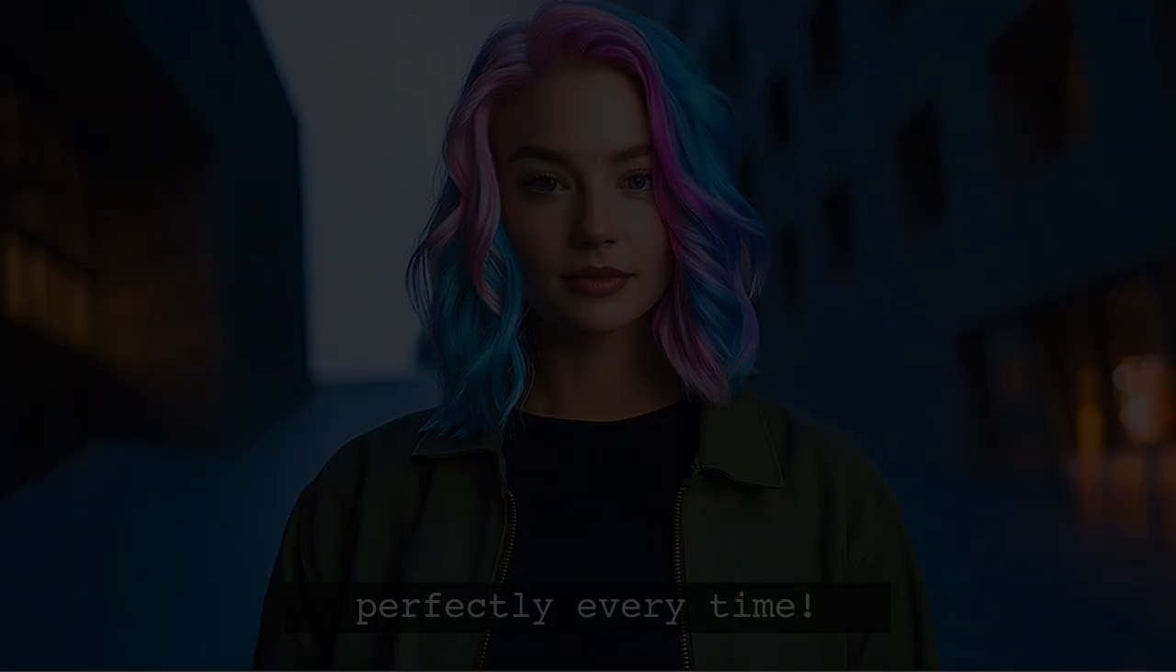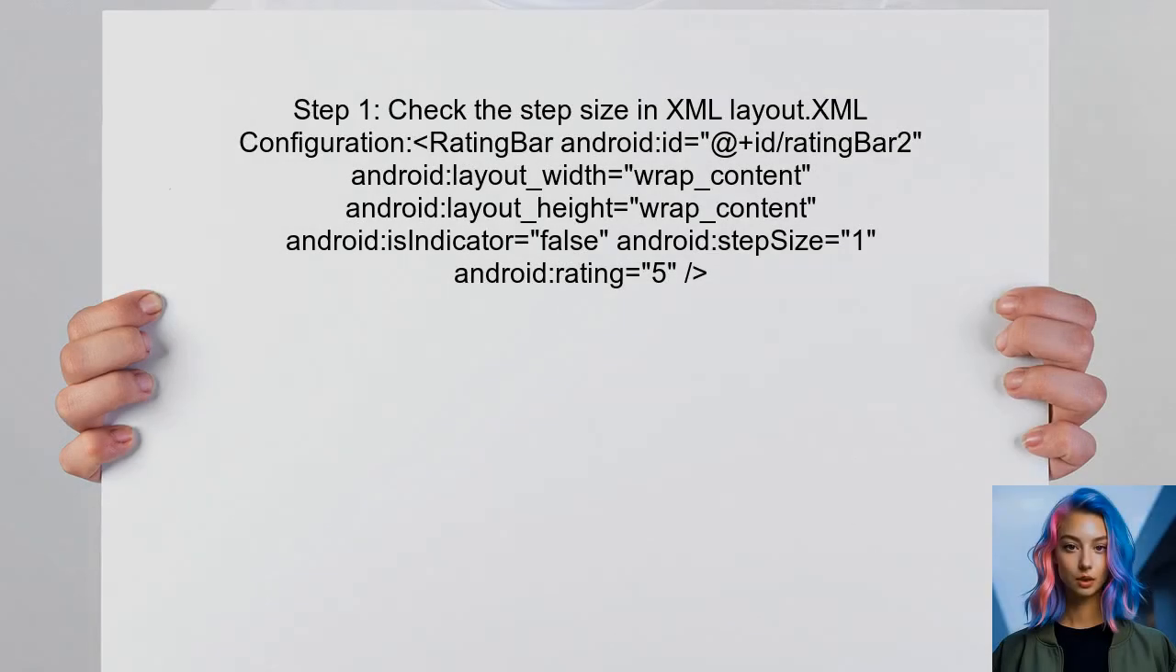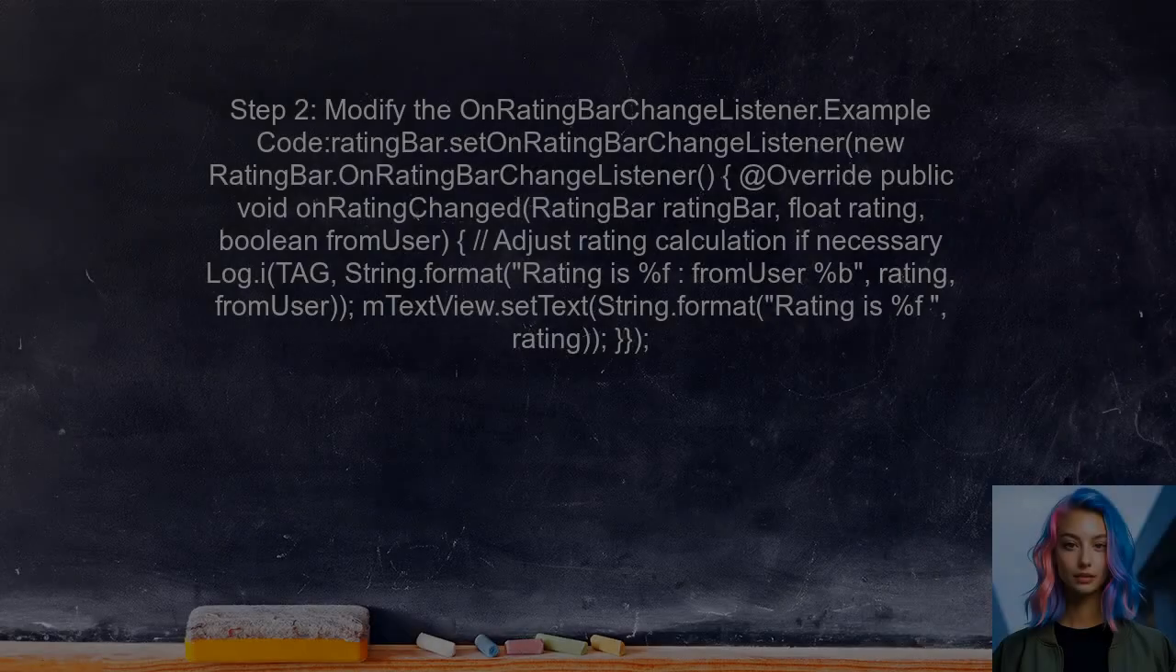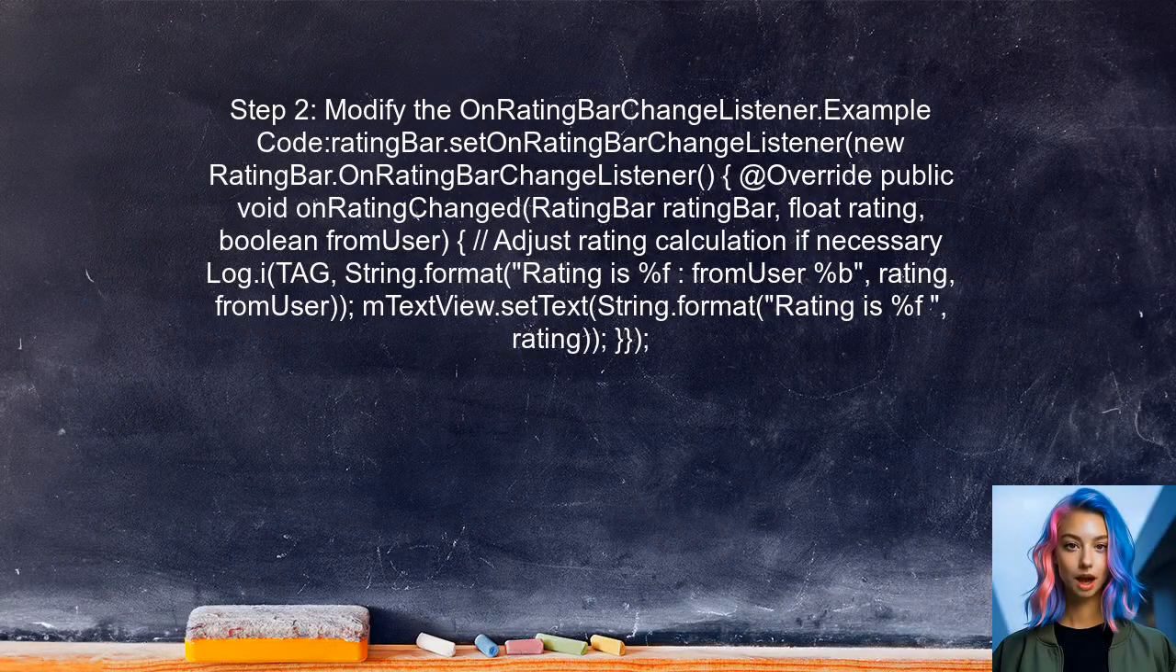To address the issue with the rating bar, the user should first check the step size property in the XML layout. The step size determines how the rating is incremented when a star is clicked. Next, the user should modify the OnRatingBarChangeListener to ensure it captures the correct rating value. This can be done by adjusting how the rating is calculated based on the user's click position.